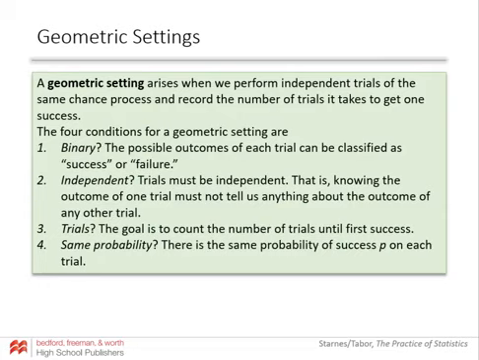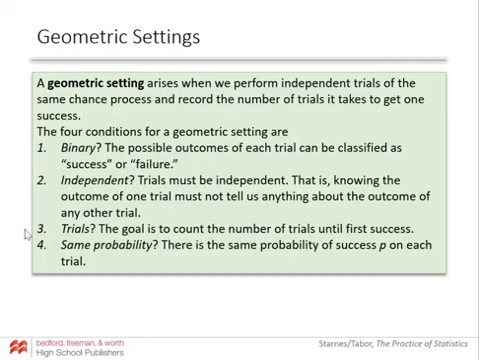Still have to be independent trials. All right. Still, number 4, have to have the same probability. The difference between the binomial and the geometric is the number of trials. So in a geometric setting, we are counting how many trials it takes to get success, versus in a binomial setting, we have a fixed number of trials ahead of time.